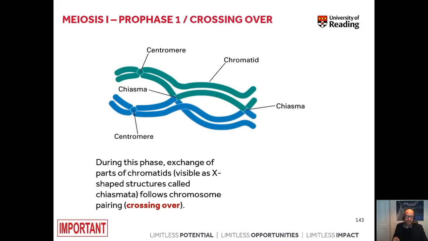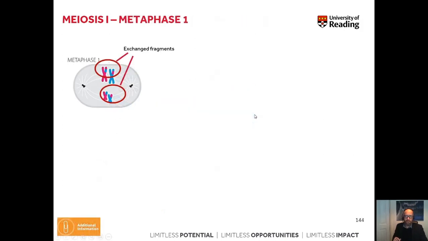During this phase, exchange of parts of chromatids follows chromosome pairing. So what you can see here are homologous chromosomes that are close to each other, and those pieces of the chromosomes can be exchanged because the sequence is fairly similar.